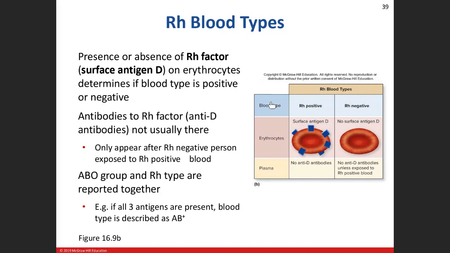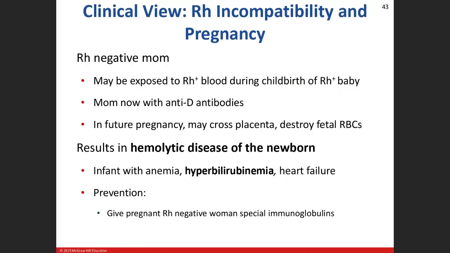So the example that we're going to use is going to be pregnancy. Okay. So we got mom, she's RH negative, and so she has her first pregnancy, she has an RH positive baby. So now she has been exposed to the RH positive antigen from baby's blood. So now mom has developed the anti-D antibodies.